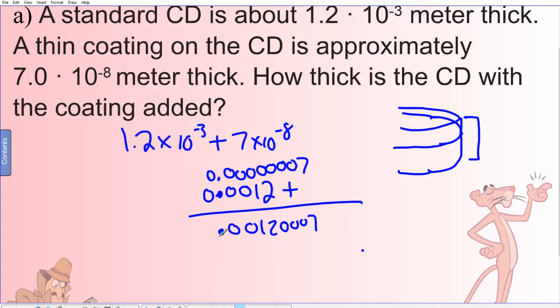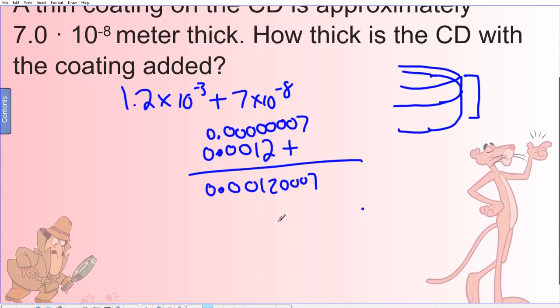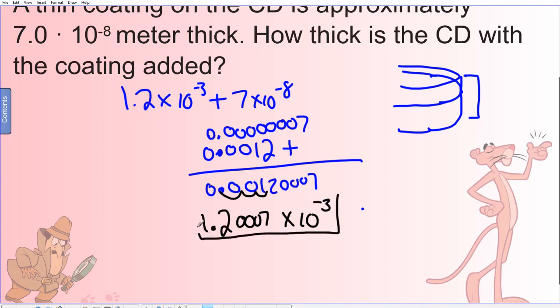I'm not even going to bother. And then to change this back into scientific notation, which doesn't say it needs it, but it probably should, my answer would be 1.20007 times 10 to what power? Well, 1, 2, 3. And since this does have a whole bunch of zeros in front, it is one of those small numbers that needs a negative exponent.